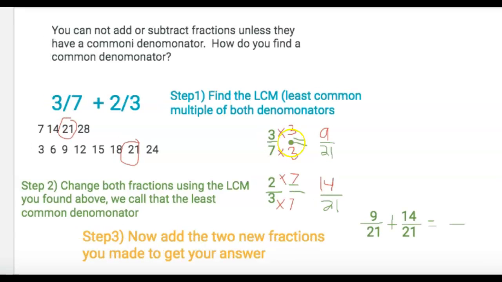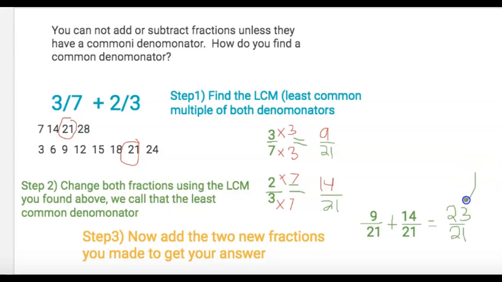Now we're going to have 9/21 plus 14/21, and we're going to add them together. Now remember, you do not add the denominators. The denominators stay the same all the way through, which is why we had to change them. If they already matched, we wouldn't have to change them. The denominator is telling us the size of the piece, so the piece is a 21st big. Now we have 9/21 and 14/21, which is actually going to equal 23/21.